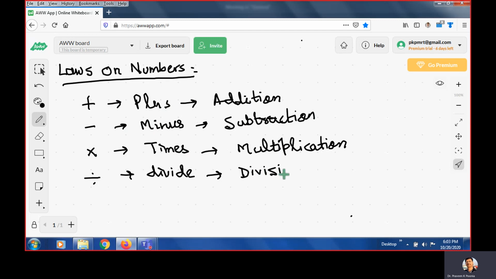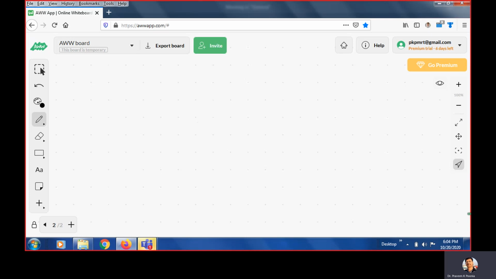So I want to tell you here, we have four basic mathematical operations that we need to understand, that we need to use in this arithmetic chapter number 1, means basic mathematics chapter number 1. Clear? So these are the four basic operations, and we need to understand some basic laws on these operations. So law number 1, it is the commutative law.